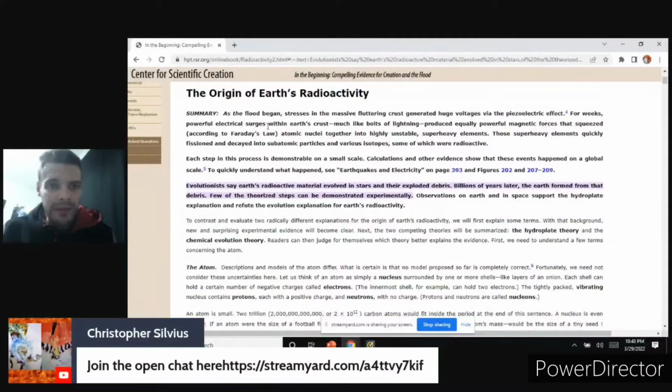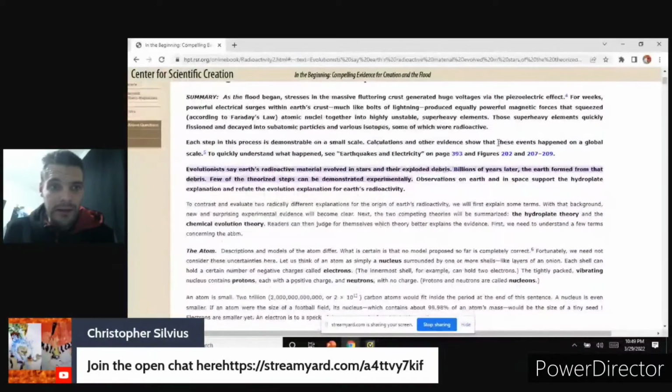As the flood began, stresses in the massive fluttering crust generated huge voltages via the piezoelectric effect. For weeks, powerful electric surges within the Earth's crust, much like bolts of lightning, produced equally powerful magnetic forces that squeezed, according to Faraday's law, atomic nuclei together into highly unstable super-heavy elements. Those super-heavy elements quickly fissioned and decayed into subatomic particles in various isotopes, some of which were radioactive, which would be the natural radioactive elements that we see today.